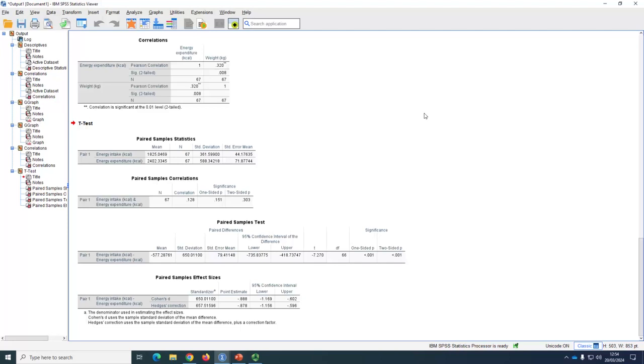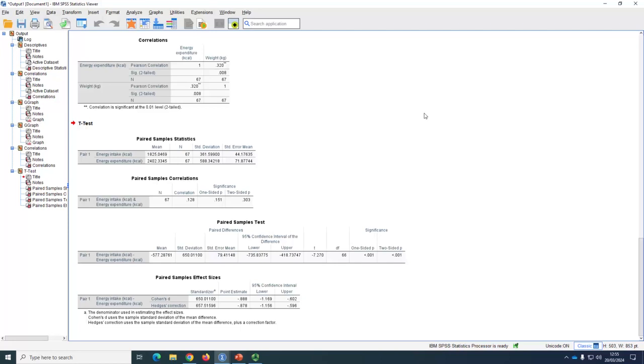You can ignore most of the rest of this until you get to these last parts here. Can you see you've got a column that says T, and that's minus 7.27. You've got something called DF, which is 66. And you have a two-sided p-value of less than 0.001. So it indicates very highly statistically significant.